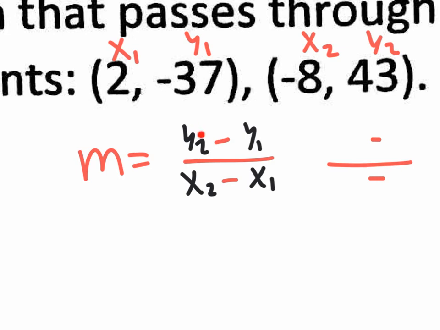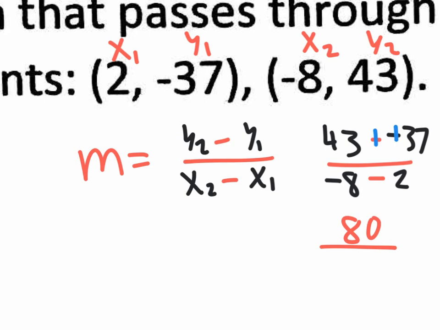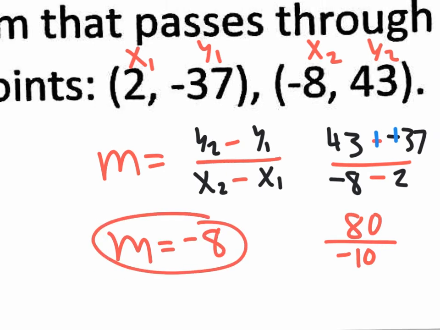So y2 goes up here in the top left right here, and y2 is 43. So you have 43 up on top. Take away y1, which is negative 37. And the x2 happens to be negative 8, and x1 happens to be 2. So up on top, you could change the minus to a plus plus, and if you add 43 plus 37, you get 80 up on top, and on the bottom, negative 10. So this means that the m value is really, what is 80 divided by negative 10? Negative 8. So ladies and gentlemen, we have found the m value.